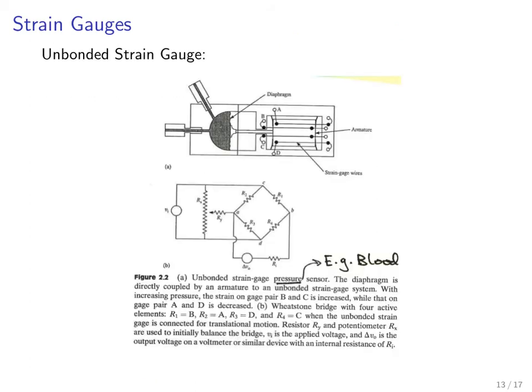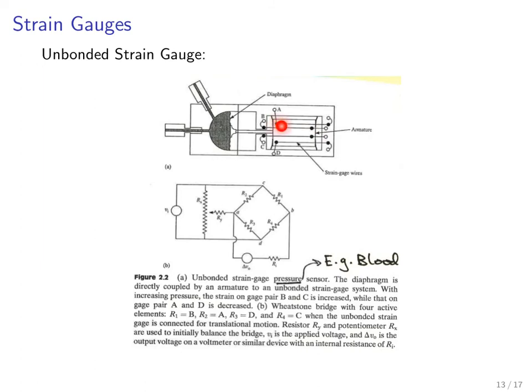And here's an example of an unbonded strain gauge where we've set it up to measure fluid pressure, like blood pressure, for example. Blood or whatever fluid will come in here, push against this piston, and then exit here. This piston will move back and forth along this direction, and the piston is attached to this large armature. It's like a block, and so the block also moves back and forth with the piston's motion.